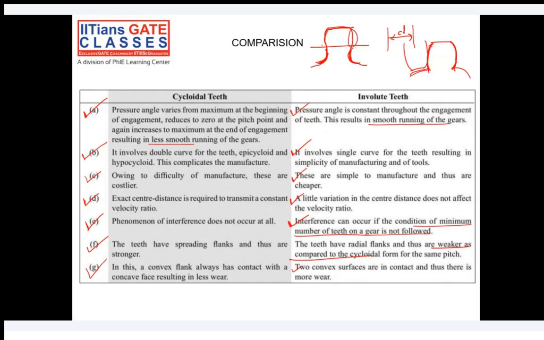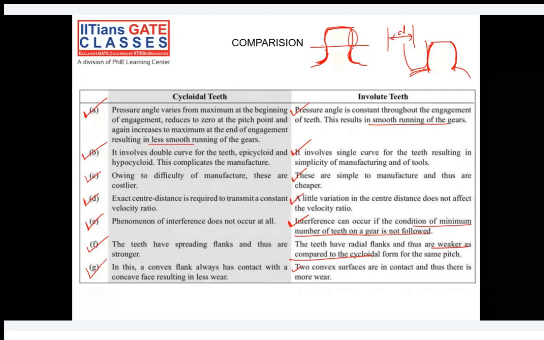Okay, so what are the good points here about the cycloidal teeth profile? It is stronger because of the spreading flanks. The phenomenon of interference will not occur, because we already have the concave part at the flank, which can help us to avoid interference. And also, we have less wear in this case.